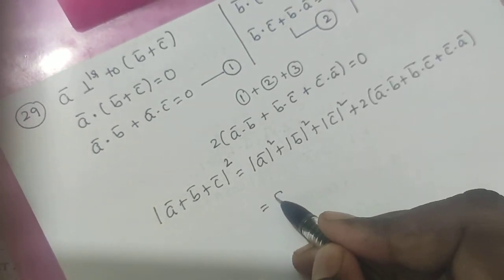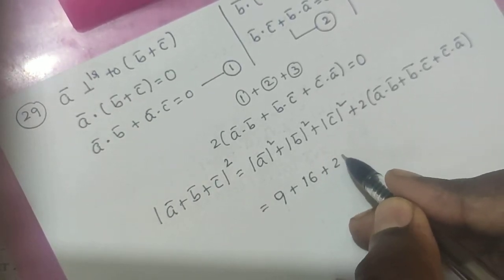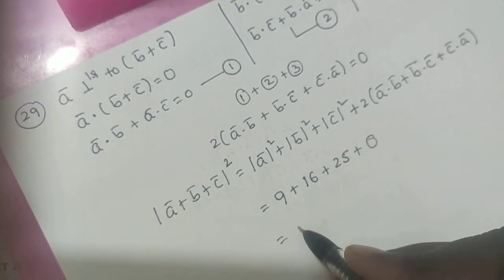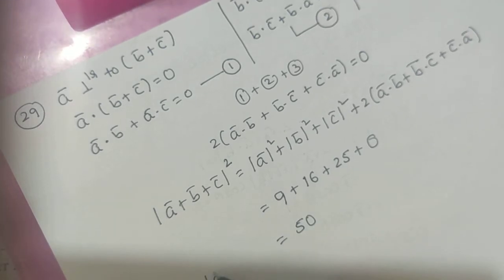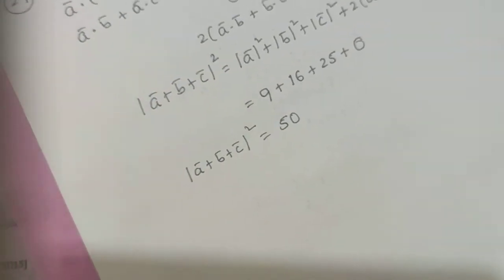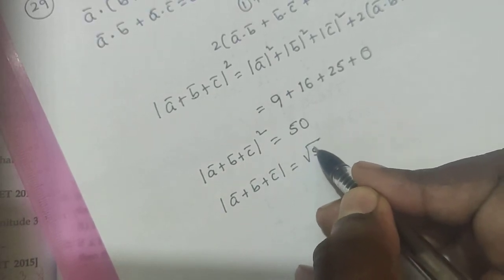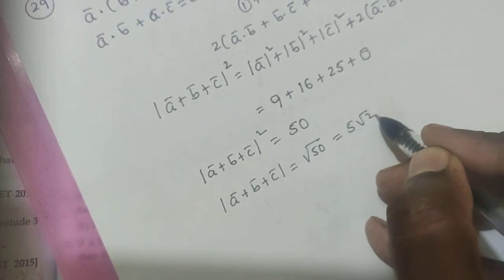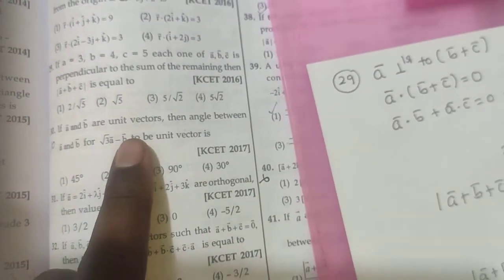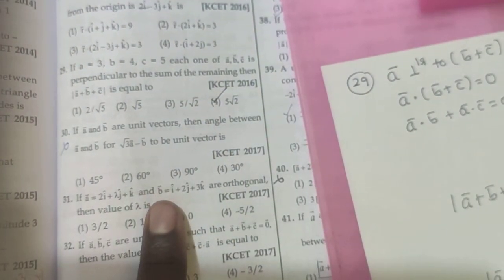Mod a bar is 3, square 9; 4 square, 16; 5 square, 25; plus this value will be 0. Then 25 plus 25, 50. That is the value for a bar plus b bar plus c bar whole square. Then from this what can we write? Modulus of a bar plus b bar plus c bar equals root 50. Root 50 can be written as 5 root 2, which is the answer for question number 29. That is nothing but 5 root 2. Option 4 is the correct answer for this question.